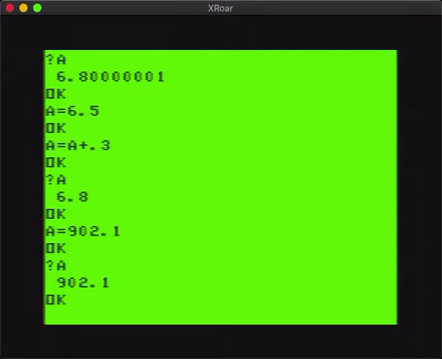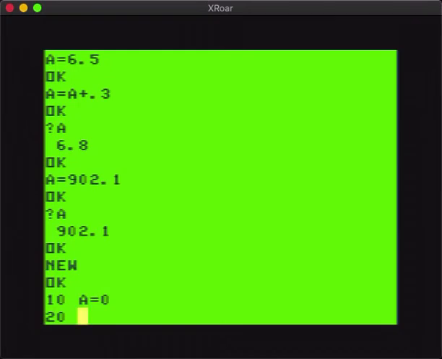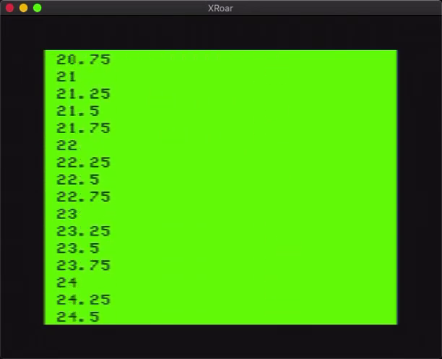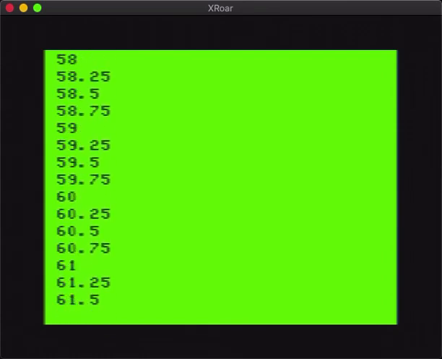Actually, my last two day jobs have dealt with that. So keep in mind, if you try to do something with floating point, A equals 0, 10, A equals A plus something nice like 0.25, so it should go up four times a number. Print A, go to 20, and if you run it, this right here looks pretty good. Those numbers seem to be fully representable.